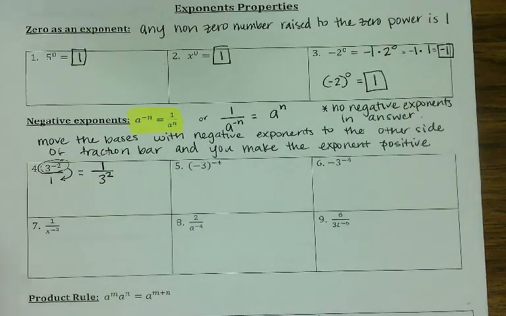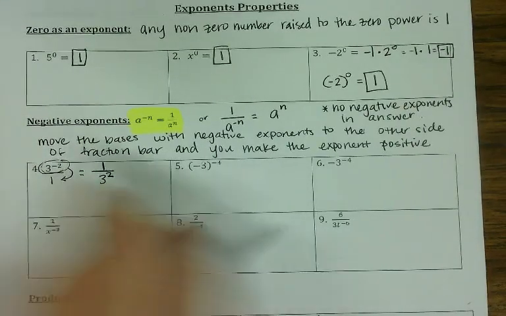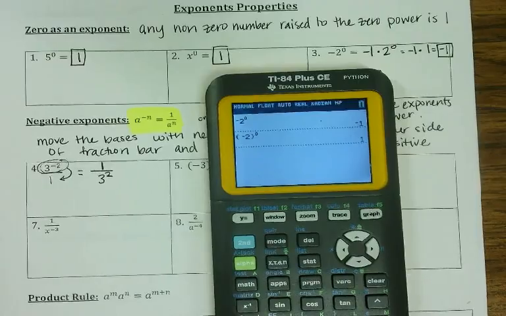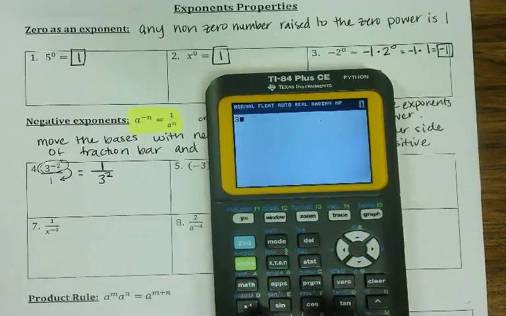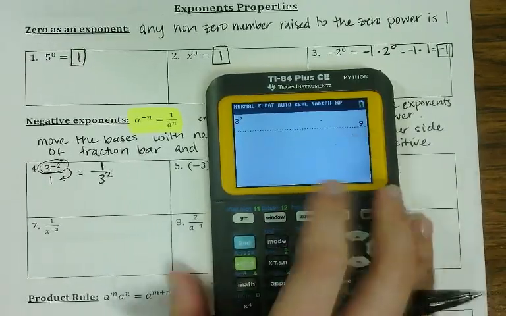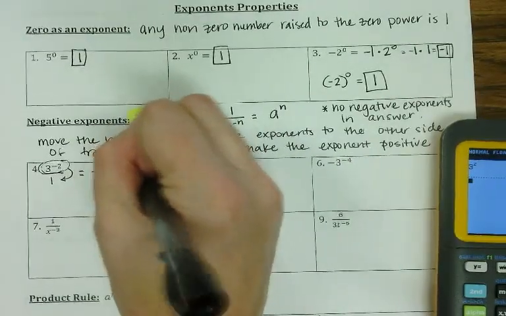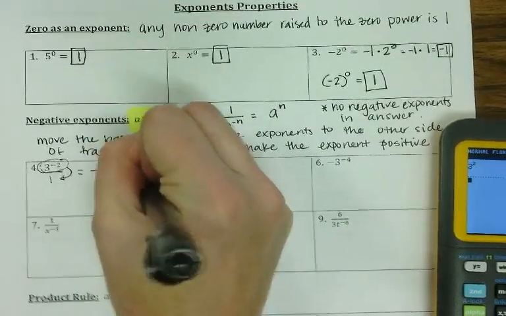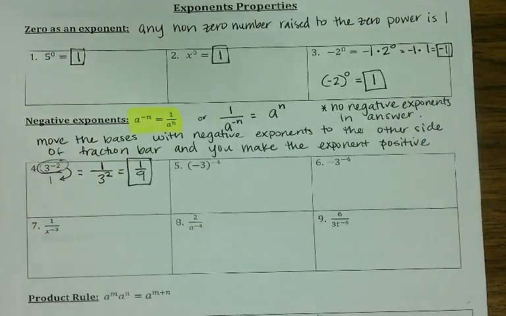And what is 3 squared? Yeah, 3 squared is going to give us 9. So this is really the exact same thing as 1/9. Are you guys comfortable with that?